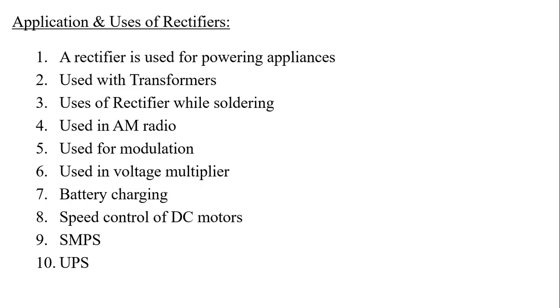In electric welding, bridge rectifier circuits are used to supply steady and polarized DC voltage. And rectifiers are used for AM radio. The half wave rectifier is used in AM radio as a detector because the output consists of the audio signal. Due to the low intensity of the current, it is of very little use for the more complex rectifier.